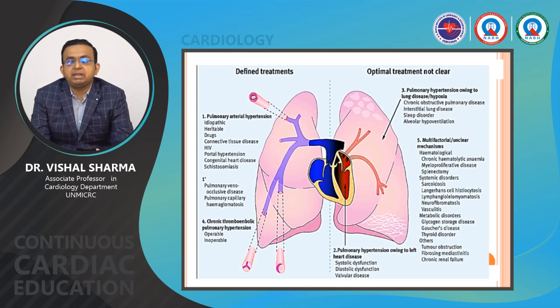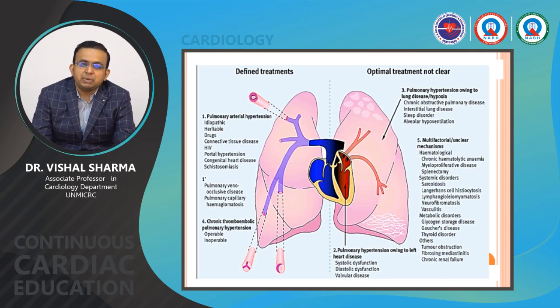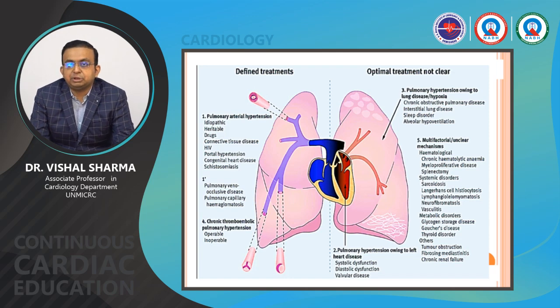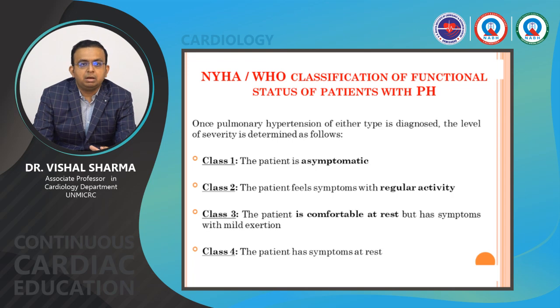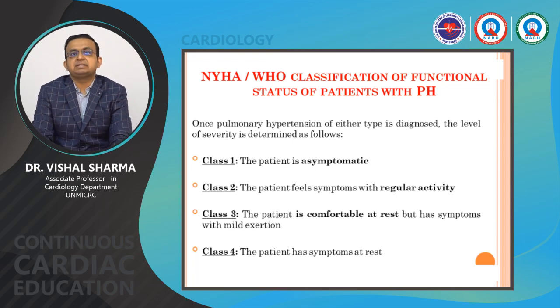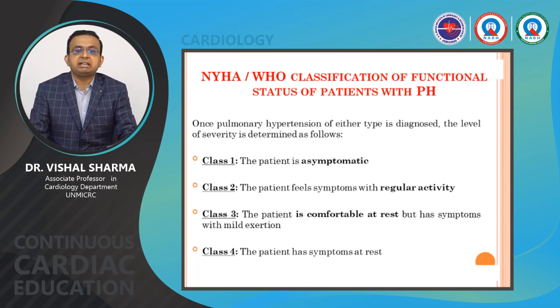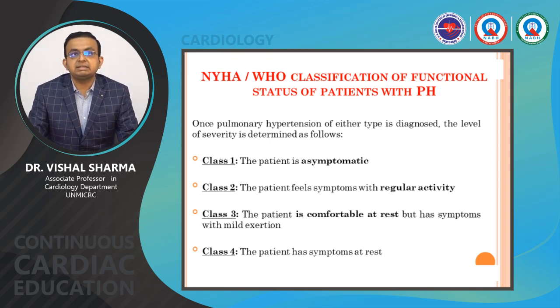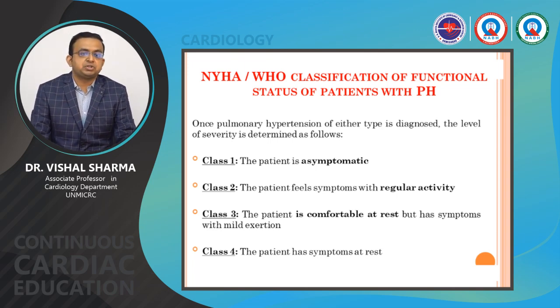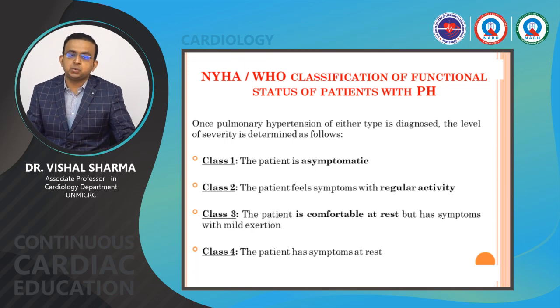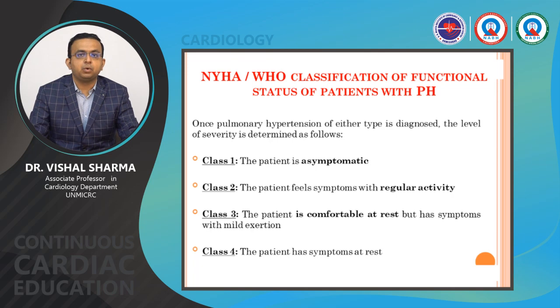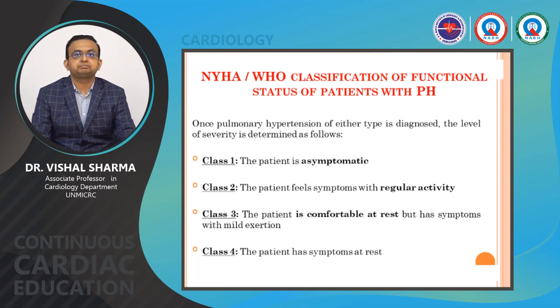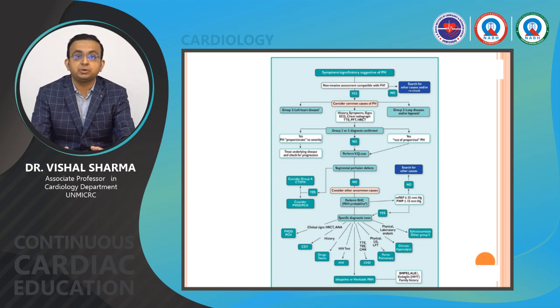But for group 2, 3, and 5, I think the treatment is still very unclear if the patients develop pulmonary arterial hypertension. As far as the symptomatic classification is concerned, we have this NIH or WHO classification, which classifies the patients according to symptoms into 4 classes. Class 1 is those patients who are completely asymptomatic, class 2 patients who have symptoms on regular activity, class 3 who are only comfortable at rest, and finally class 4, those patients who also have symptoms at rest. So how do you diagnose pulmonary arterial hypertension?